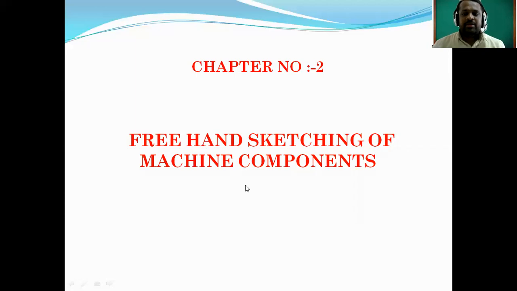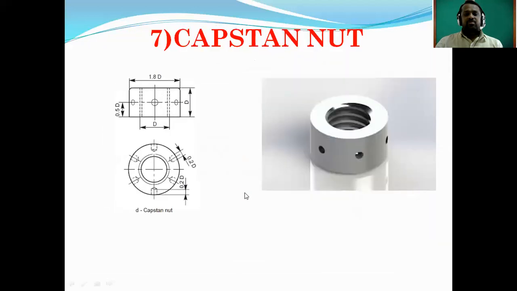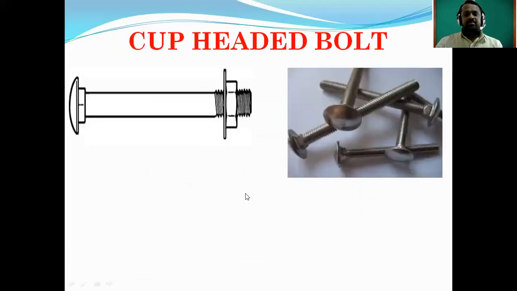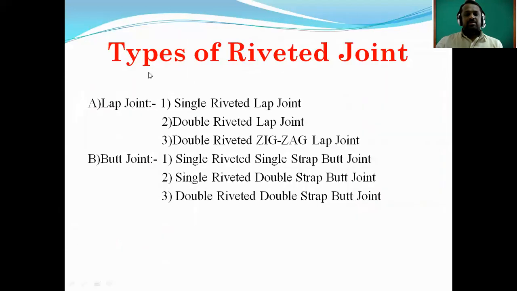In this manner we can perform the riveting. Then how is the rivet joint classified? Mainly there are two types of riveted joints. First is the lap joint, and second is the butt joint. When two plates are overlapped, we call it a lap joint, and when two plates are kept in front of each other, we call it a butt joint.